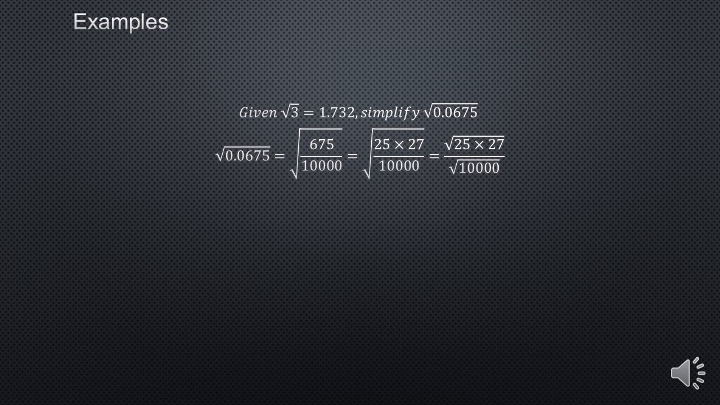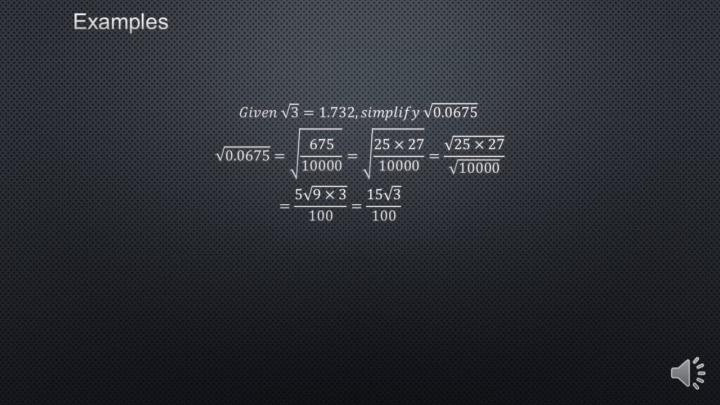Find factors of 675. Ideally you should find perfect squares that are factors of 675. So here I have split it to 25 times 27 out of 10,000. Now 10,000 is a perfect square, so it gives you 100. So you have 5, because this is root of 25 times root of 27.